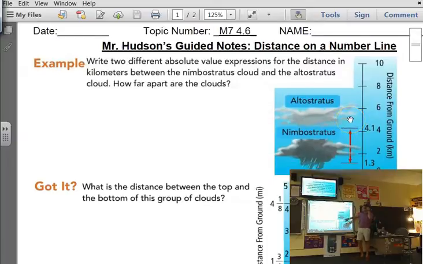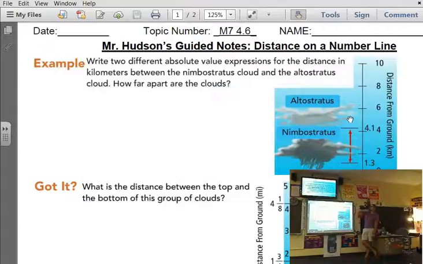So, some other types of clouds that we have are stratus clouds, and there's different types of stratus. So we have altostratus and nimbostratus. We're going to talk about what's the difference between the base or the bottom of that cloud, because depending on where the cloud is determines what kind it is. So if we try to figure out how far apart these clouds are from each other, would we want to do 1.3 minus 4.1, or would we want to do 4.1 minus 1.3?